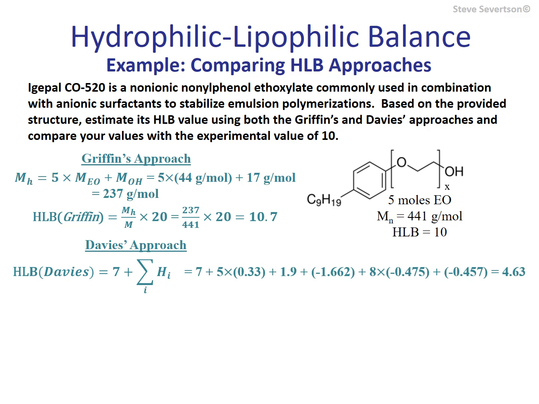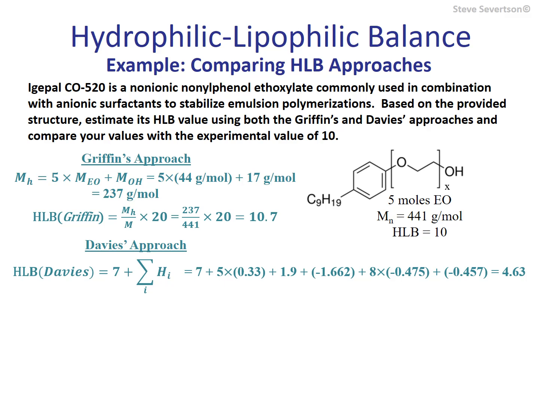We have 5 ethylene oxide linkages. So it's 5 multiplied by the contribution by a single ethylene oxide linkage, which is 0.33, plus the contribution from the hydroxyl group, 1.9. Now let's start adding up the contributions from the hydrophobe, starting out with the phenyl ring. Remember, this is going to lower the HLB value. The phenyl ring has a contribution of negative 1.662. And now we're at the other end of the surfactant, which consists of an alkyl group, and the alkyl group contains 8 methylene linkages, and it's capped by a methyl group.